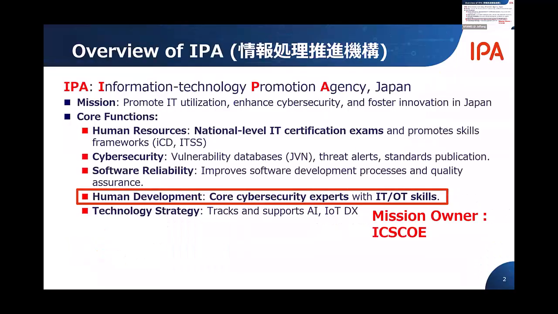So IPA stands for the Information Technology Promotion Agency Japan. It was established under the Ministry of Economy, Trade, and Industry, METI, to promote IT utilization and strengthen cybersecurity in Japan. IPA has 5 core missions. These are human resource development, cybersecurity, software reliability, and technology strategy.